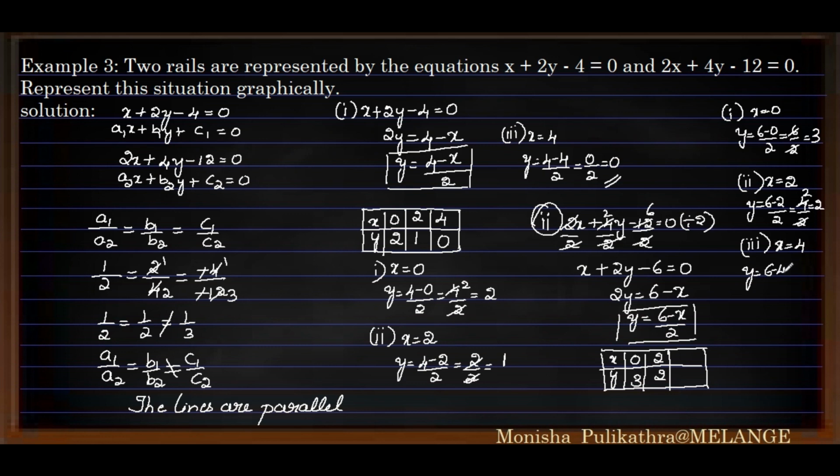y is equal to (6 minus 4) divided by 2. 6 minus 4 is 2, 2 1's are 2. Okay, 1. So when I take x is equal to 4, y is equal to 1. So these are the points. Okay, see, these are the points, and by these points we have to plot a graph which will be parallel, because we have already found out that it has to be a parallel graph.